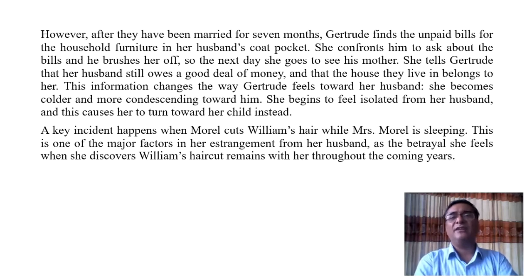She comes to her husband, and her attitude towards her husband gradually starts changing. She becomes colder and more condescending toward him. She begins to feel isolated from her husband, as I said earlier, as she came to understand that her husband kept some secrets from her. She became isolated, and this causes her to turn toward her children instead. As she became isolated, she was gradually becoming inclined to her children.